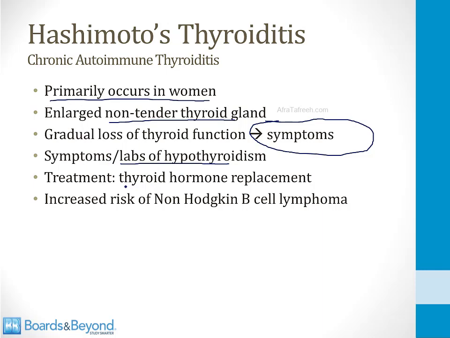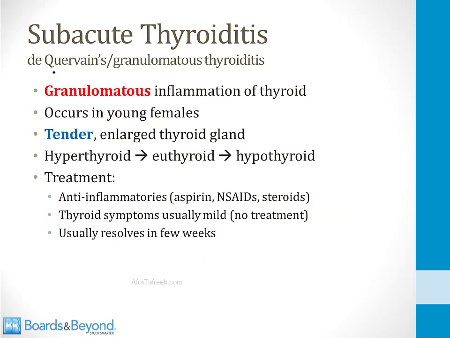The treatment is to replace the thyroid hormone with synthetic thyroid hormone, and you need to know that people who have this condition have an increased risk of non-Hodgkin's B-cell lymphoma. If you understand that lymphocytes are involved in the disorder, then it's easy to remember that it can potentially lead to lymphoma.